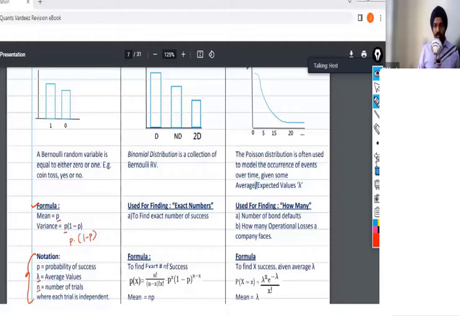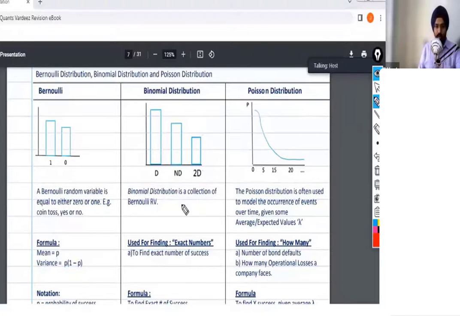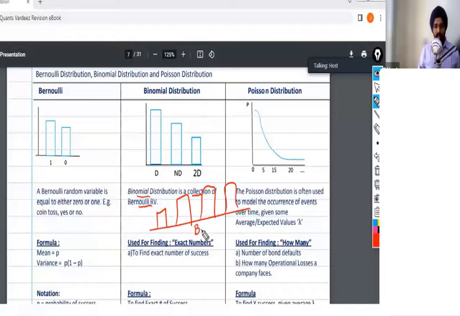Okay, now let's look at the second distribution, which is a binomial. Now, binomial is a collection of Bernoulli random variables. So Bernoulli is just for one coin toss. But if you do it multiple times, the distribution that you end up with, okay, this particular distribution, that will actually be a binomial distribution.